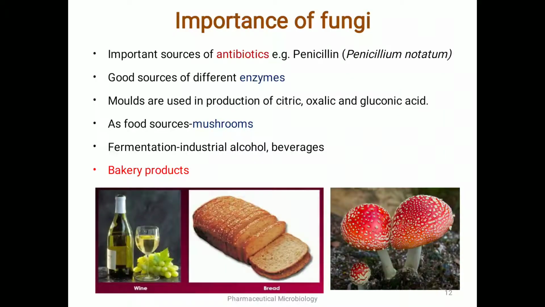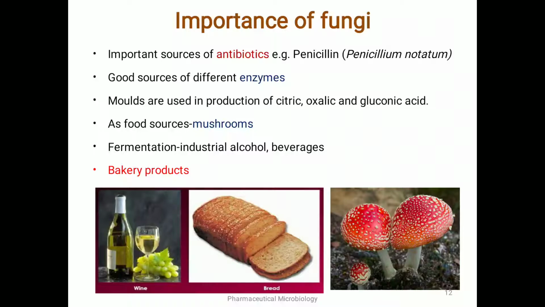Then what is the importance of fungi? Fungi are important sources of antibiotics. For example, penicillin, which is produced using the fungal species Penicillium notatum. Griseofulvin, which is produced using Penicillium griseofulvum. Cephalosporin, from Cephalosporium species. So most of the antibiotics are mainly produced with the help of these important fungal species.